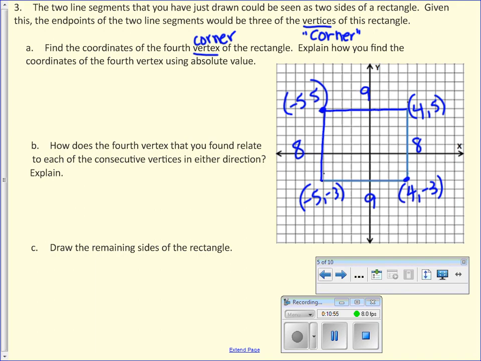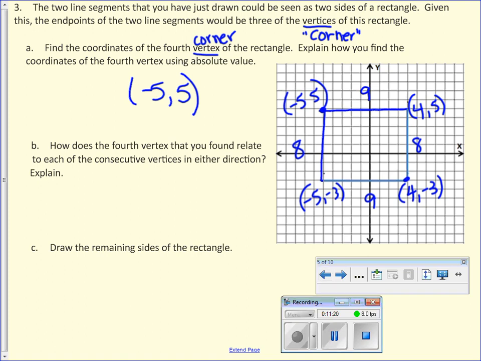Okay, so our fourth vertex, sorry, I'm in a vertex today. So the fourth vertex is -5, 5. Okay? So draw the remaining sides of the rectangle. And then we finish with number 3.